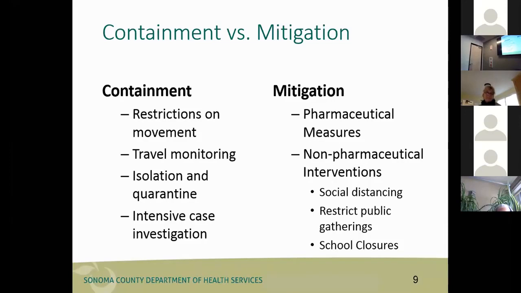Mitigation is what we're doing on a broader scale. So you can use pharmaceutical measures if they're available, vaccines or treatment. And if those aren't available, which in this case they're not, then we have to go to non-pharmaceutical interventions: social distancing, restricting public gatherings, and school closures. So in Sonoma County, we are doing both of these things.